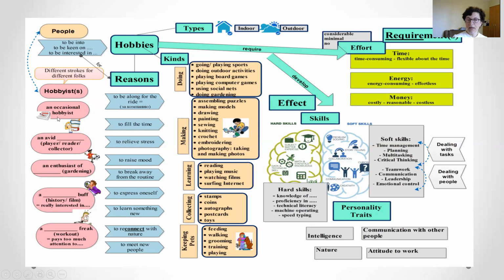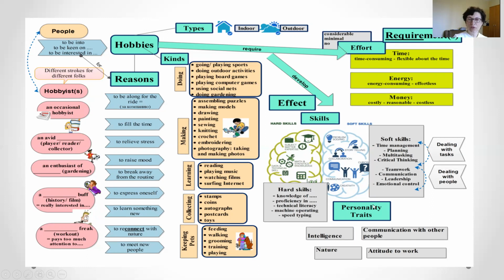For example, an enthusiast of gardening is keen on gardening, planting things, and so on. Why? To express himself or to learn something new. Gardening is an outdoor type of hobby which requires considerable effort in terms of time, energy, and money. It's time consuming, it's energy consuming, and sometimes it may be costly. However, it develops such skills.